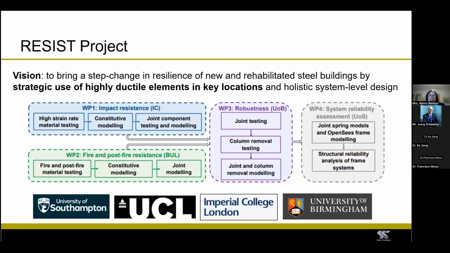So beyond SDI, what else is happening in the field of structural stainless steel research? Well, just a couple of slides because our time is up really, but there's the RESIST project in the UK for UK universities, all with a lot of expertise on structural stainless steel. Here they're focusing on the ductility of stainless steel, how the strategic use of highly ductile stainless steel elements in key locations can enhance the performance of structures under extreme loading. So that's the RESIST project.